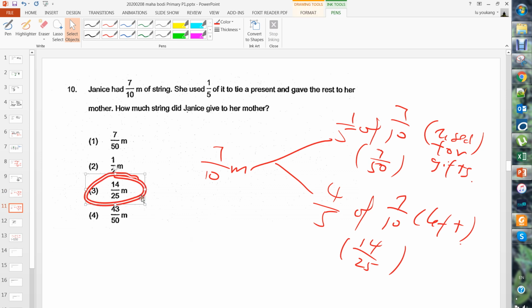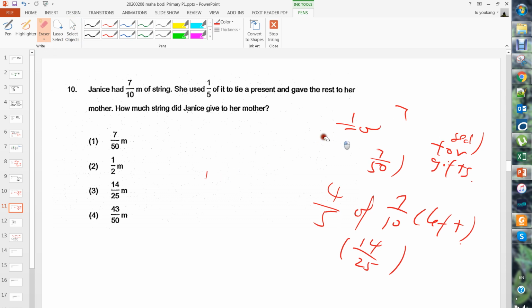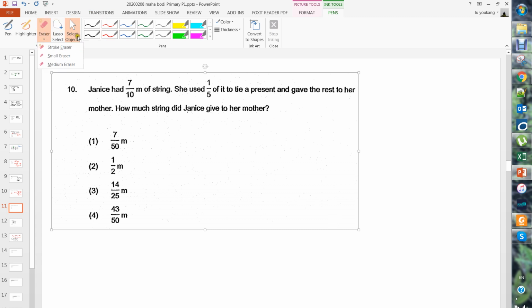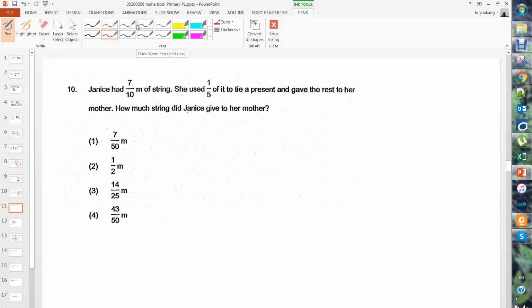Okay. So let's say I change this question now. Jenny had 2 meter of string. 1/5 of it to present, gave the rest to mother. So how do you do this question? I just change this value only. Show me the diagram and then show me your approach. You can use black.